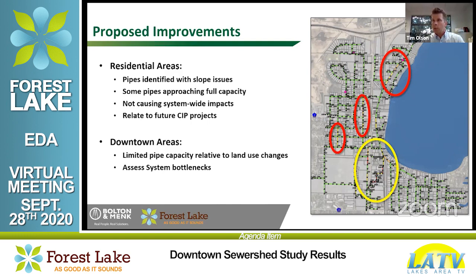And so if there's a road reconstruct that's set to occur in the next 5 or 10 years, it's a good idea to take a look at those pipe systems in the residential areas and make those fixes at that time. The other areas that we're looking at really are the two downtown regions. You can see those adjacent to the lake. One is the red circle on the north of the figure, and then the yellow circle. I'm going to zoom into the yellow circle in the next slide, but we're really seeing some potential capacity issues in those two areas.